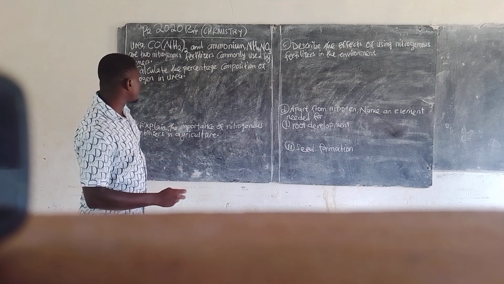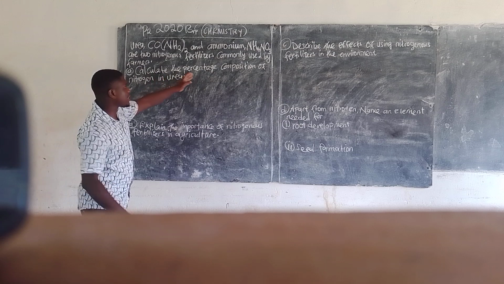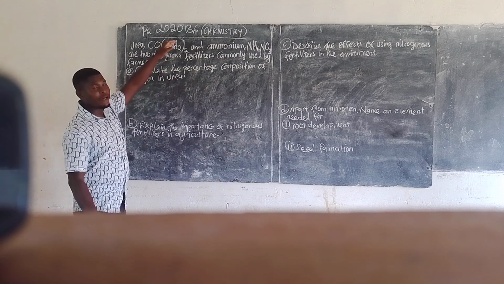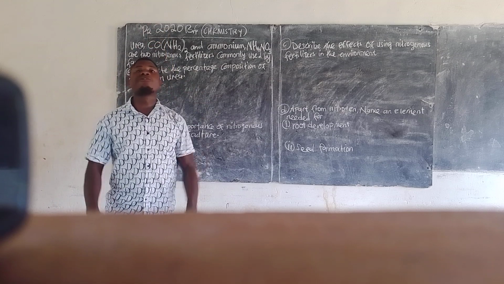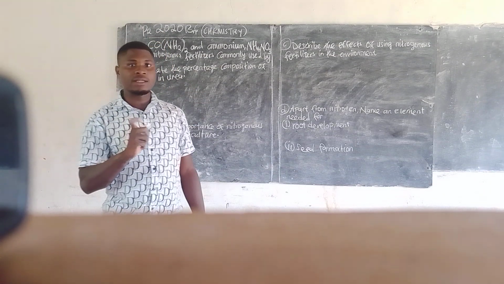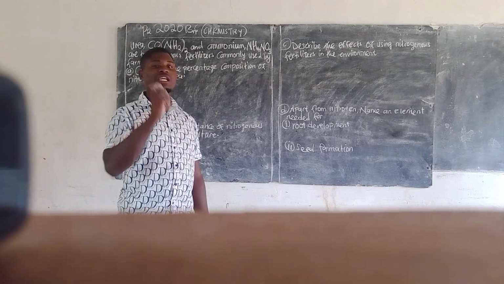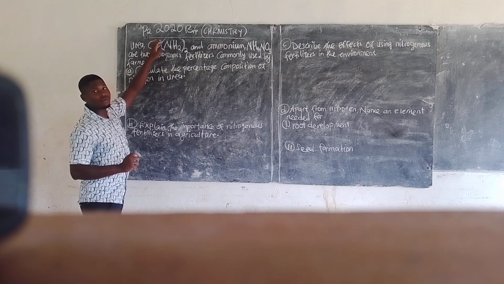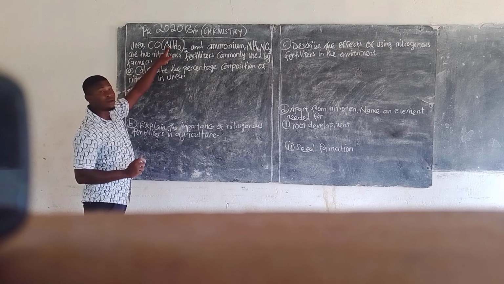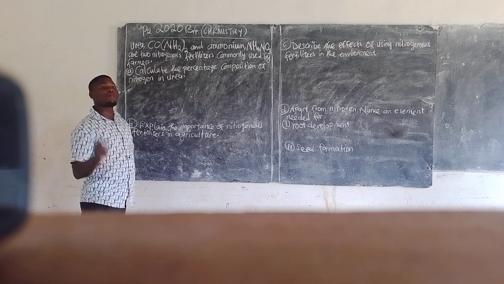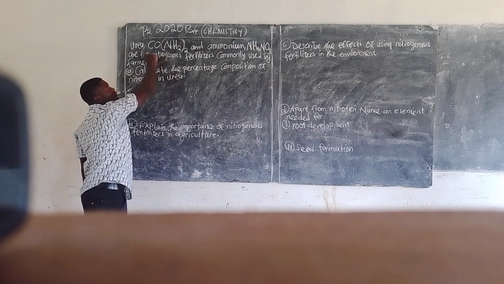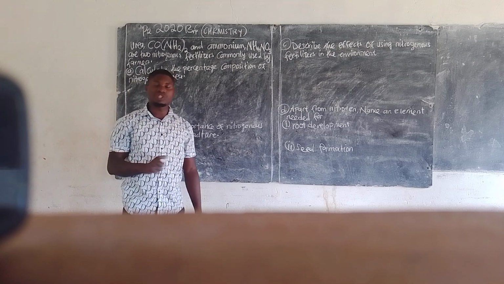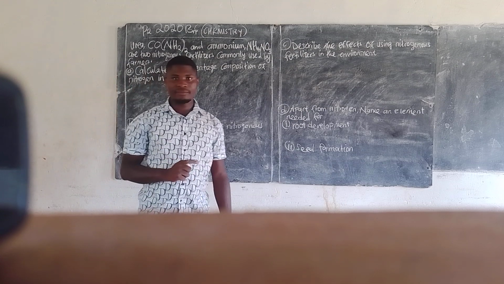Now the question is, calculate the percentage composition of nitrogen in urea. So we are finding the percentage composition of nitrogen, which is an element, in a compound which is urea. Nitrogen is contained in this compound. They want us to find the percentage of this element in this fertilizer. In urea, what is the percentage of nitrogen? That is the question.